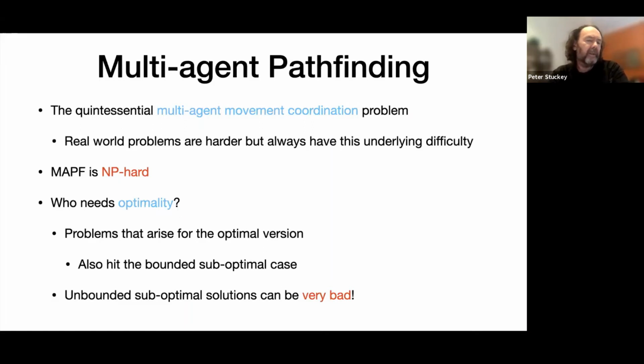And so then the question is, well, why would you need optimality? One thing about optimality is the problems that arise for the optimal version also hit the bounded suboptimal case. So even if you don't want an optimal solution, you still need to understand getting an optimal solution, because you're going to have to solve the same problems if you want a bounded suboptimal case. And there are some unbounded suboptimal solution approaches to this problem. If you make certain restrictions on the problem, there are some polynomial time algorithms which will find your solution, but they tend to be very, very bad in sum of costs.